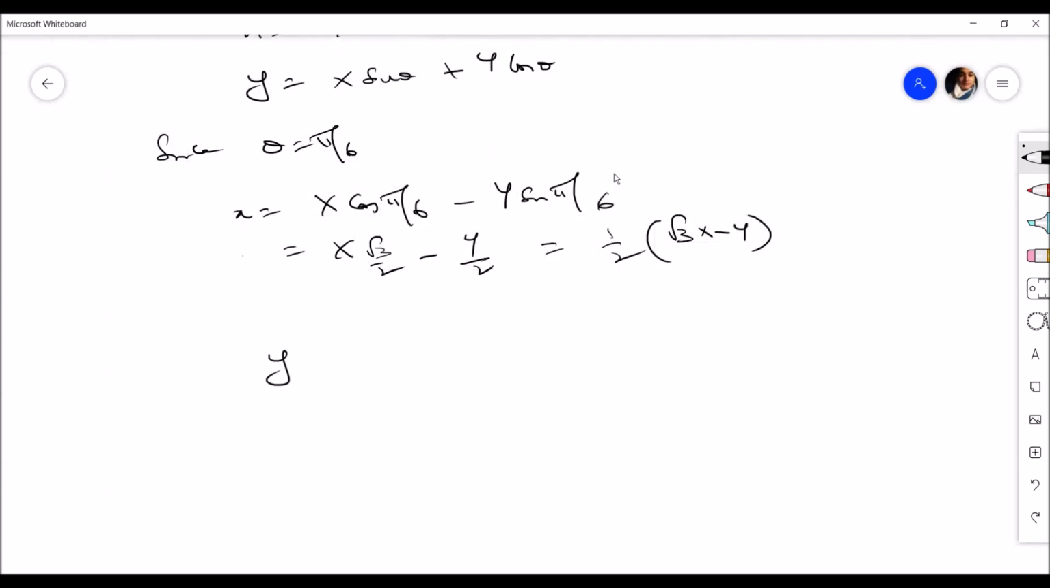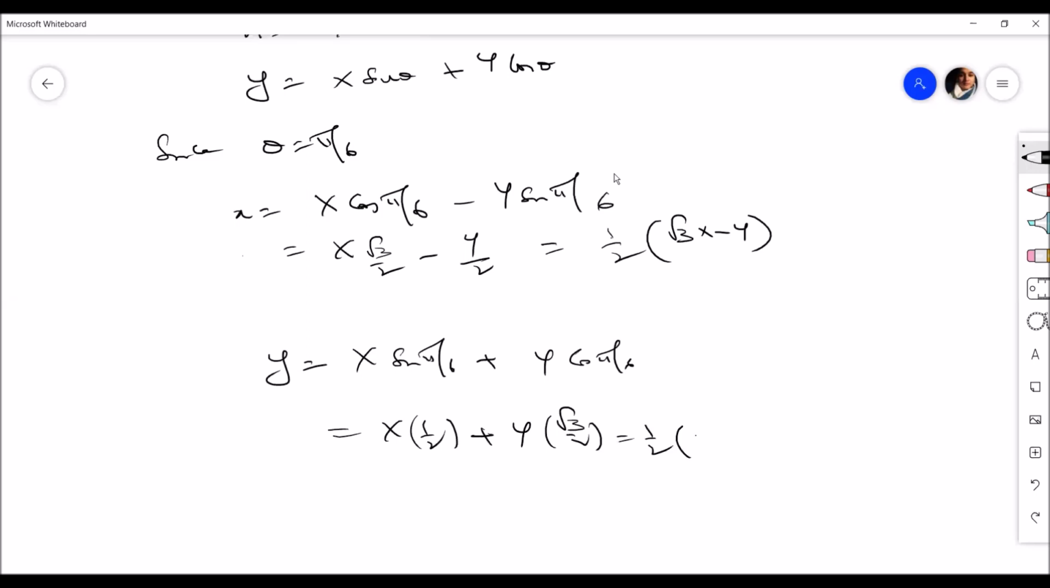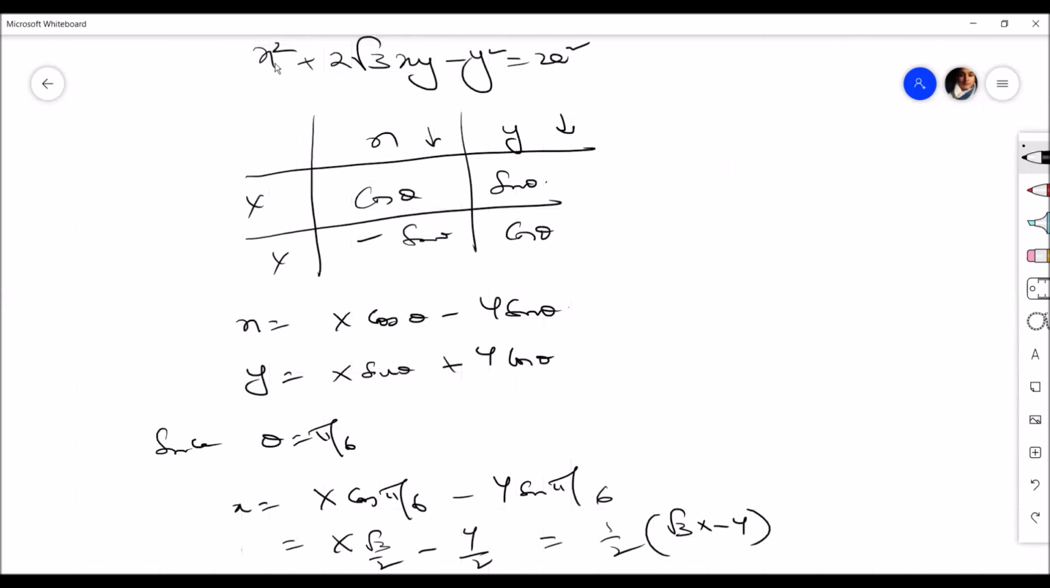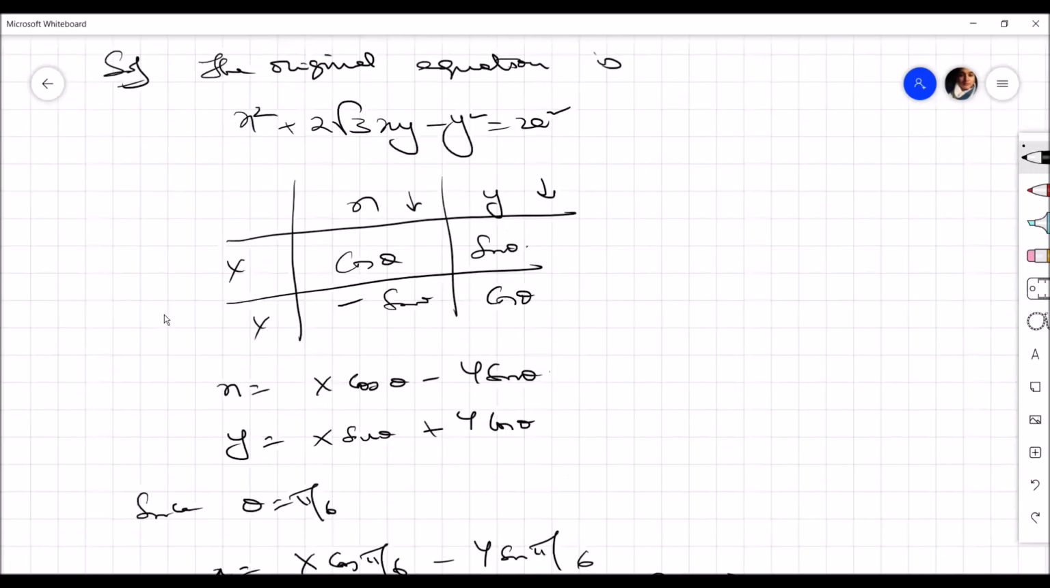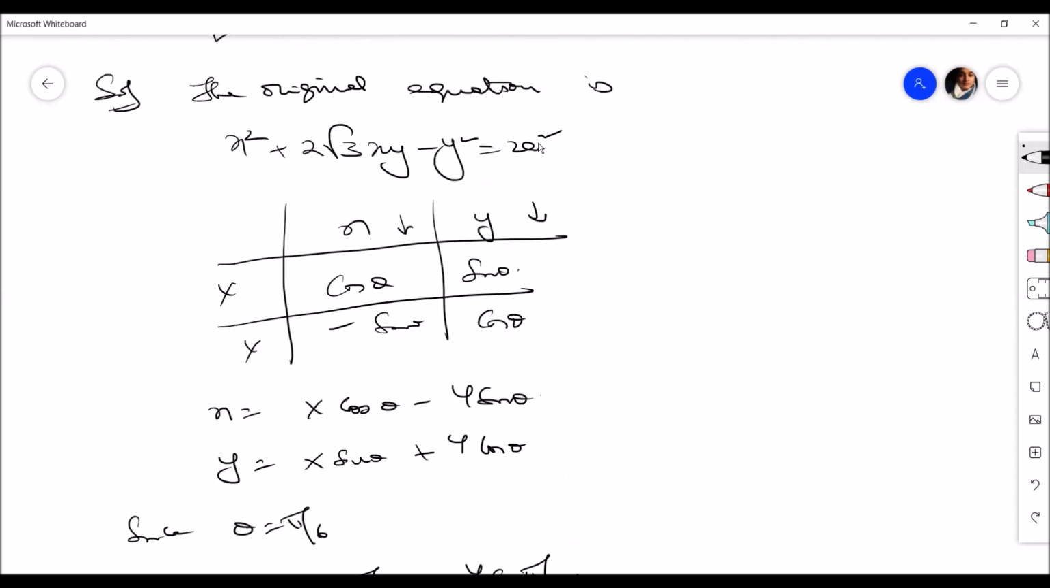And then, of course, small y will be nothing but capital X sin theta, or directly I'll write it down, capital X sin pi by 6 plus capital Y cos pi by 6, which is nothing but capital X into 1 by 2 plus capital Y into root 3 by 2, which can be written as 1 by 2 into X plus root 3Y. Okay, so now that I have these values, it's quite simple for me to substitute them over here. Of course, a is a constant, it has no role to play, so just leave it like that. Let's substitute the other values that we've got in the original equation.